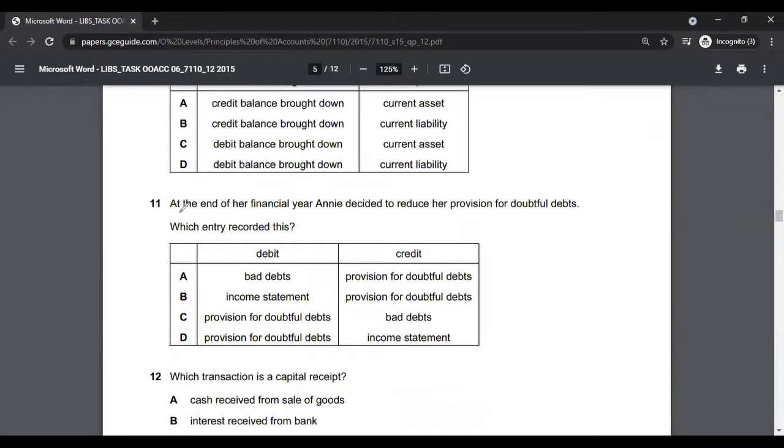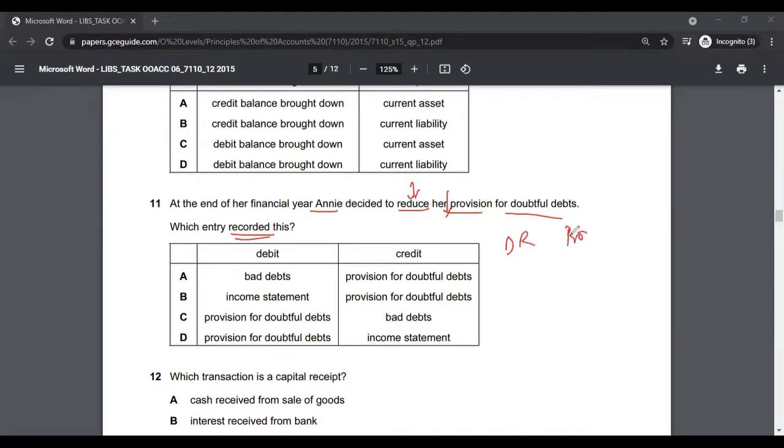Multiple choice 11. At the end of her financial year, Annie decided to reduce her provision for doubtful debts. Which entry recorded this? So you want to reduce the provision for doubtful debts, right? So that would be debit provision, and then credit income statement, right? So this is the entry that you need to find. And there it is, option D. The answer to multiple choice 11 is option B.